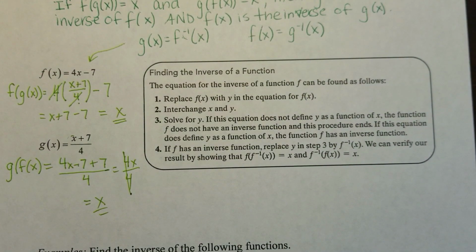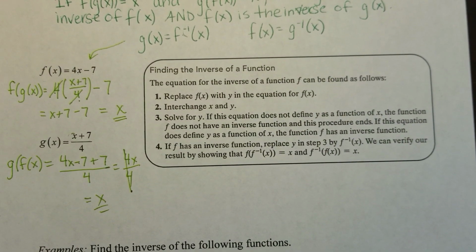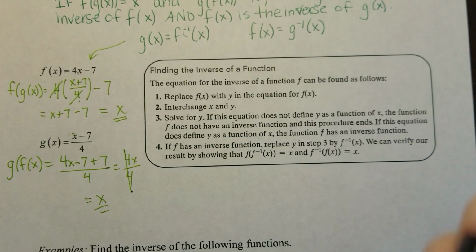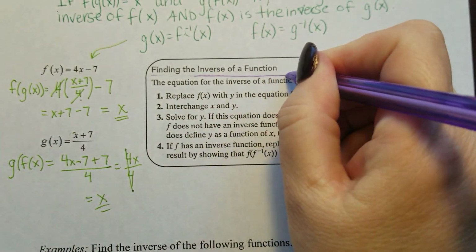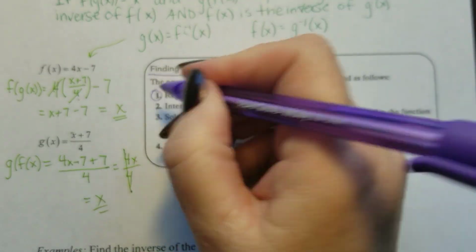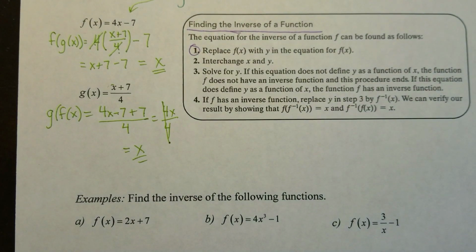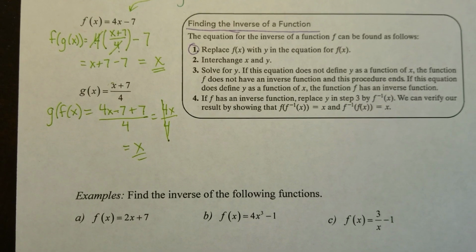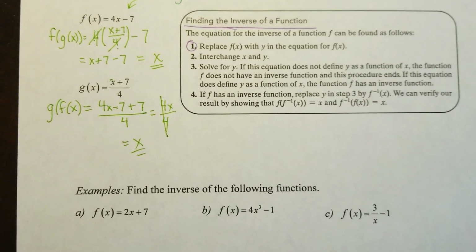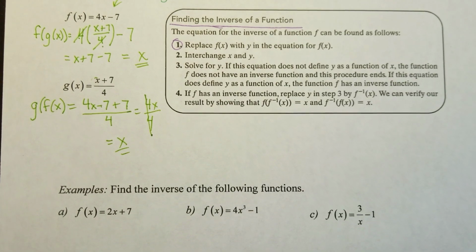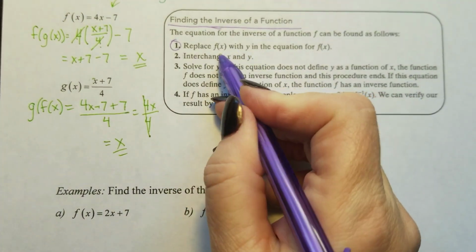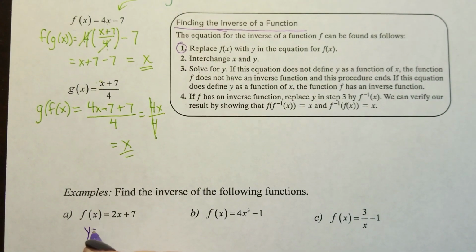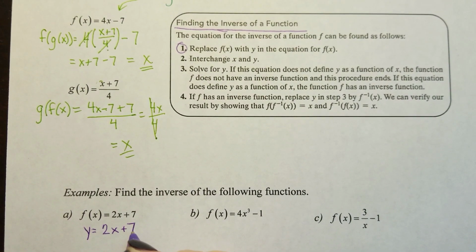Now, if we wanted to find the inverse of a function and not looking for that relationship, there is a way of doing that as well. And we're going to follow these instructions that are given right here, finding the inverse of a function. The first thing we're going to do is replace the f of x with a y. So down here, we're going to do y equals 2x plus 7.